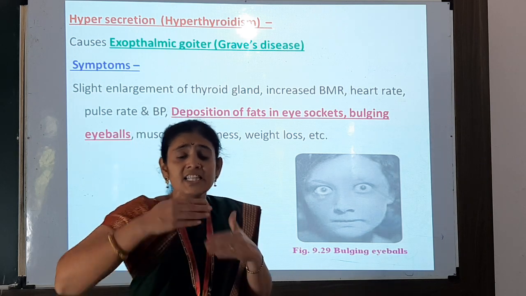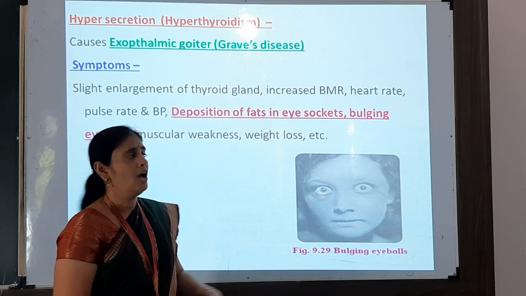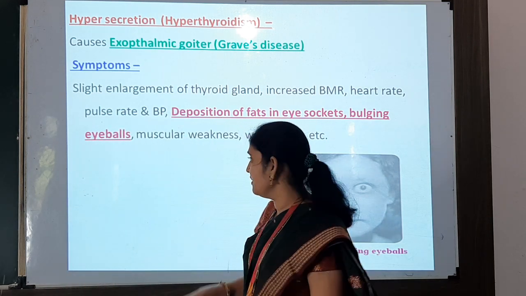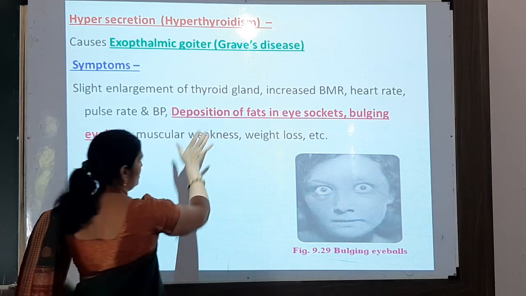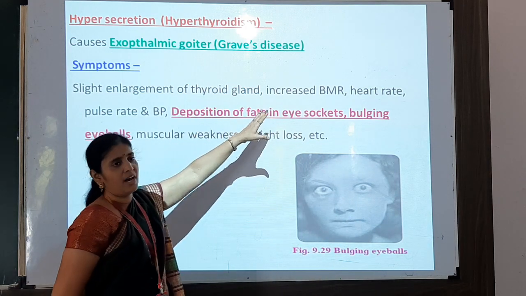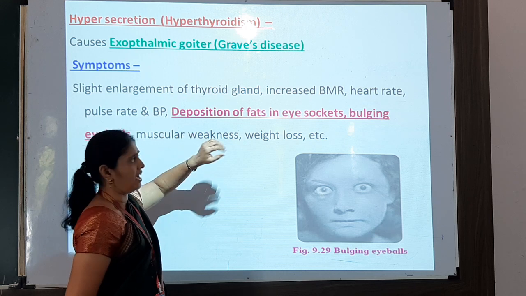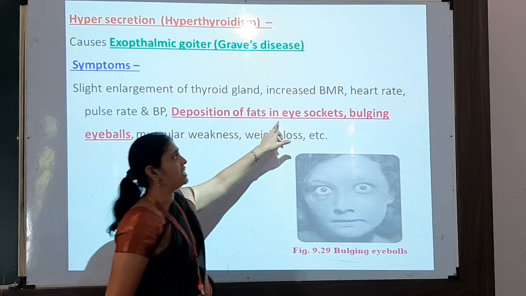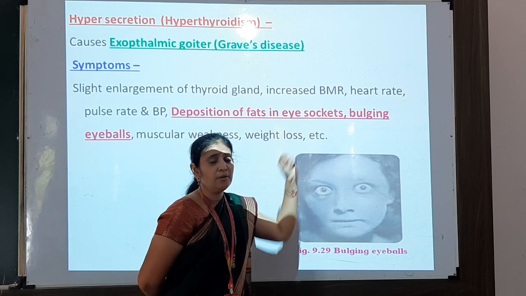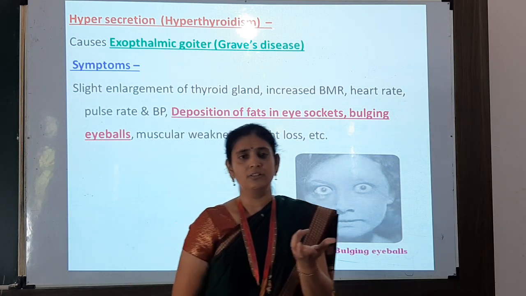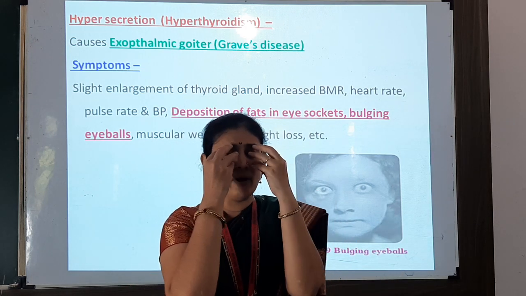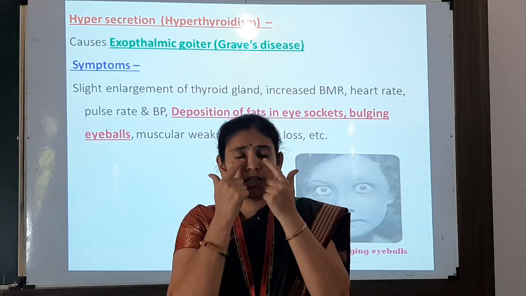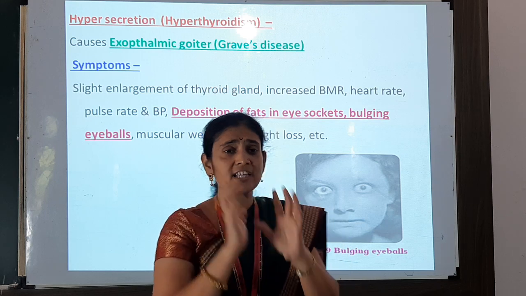And if there is high secretion of this thyroxine, all the functions are going to be at an increased state, and therefore there is increase in BMR, heart rate, blood pressure, etc. There is also one symptom, that is deposition of fats in eye sockets, and bulging eyes are produced. Bulging eyes means the eyes appear as if they are coming out of the sockets. There is a deposition of fat in eye sockets.